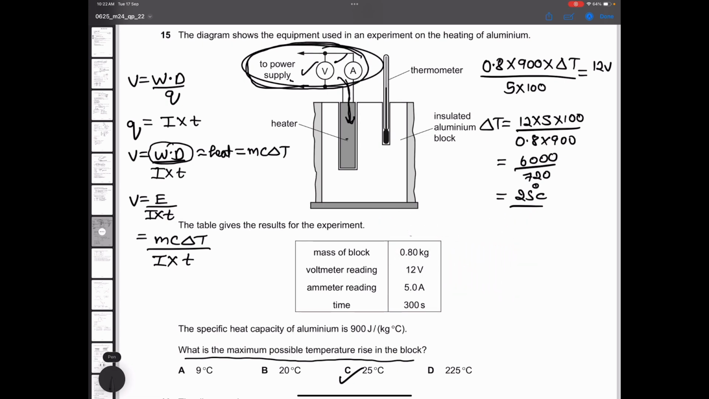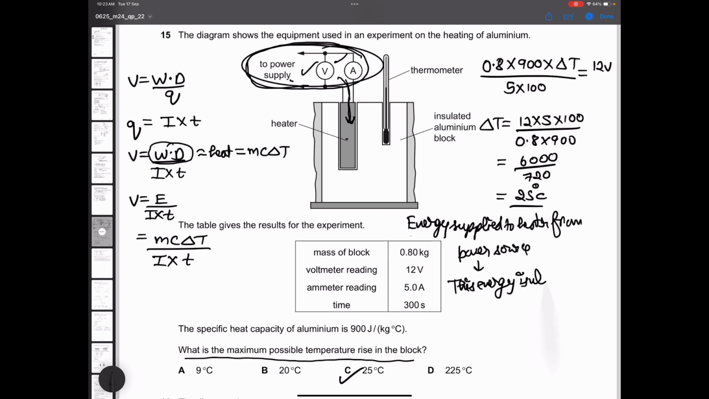We can find the energy supplied to heater from power source, and this energy is ultimately helping in changing the temperature, right? So this is why what I did here is I first of all calculated how much energy. I just substituted it, but understand the formula.